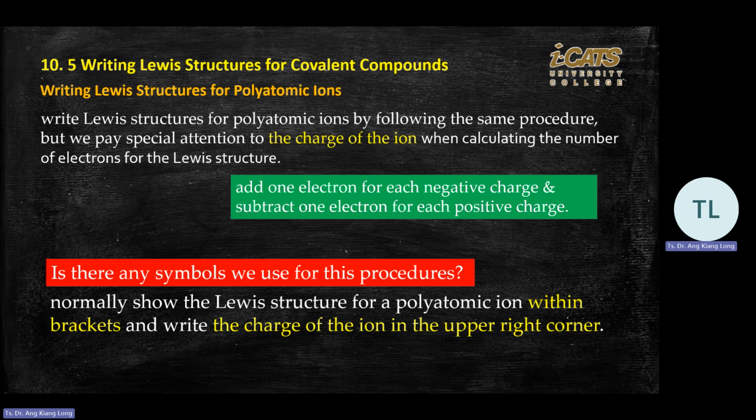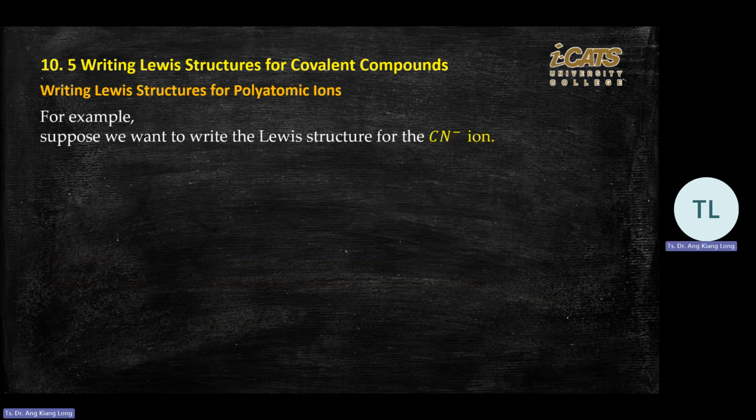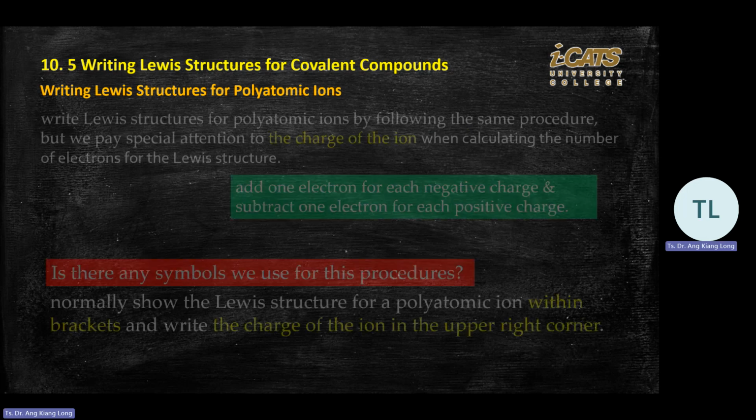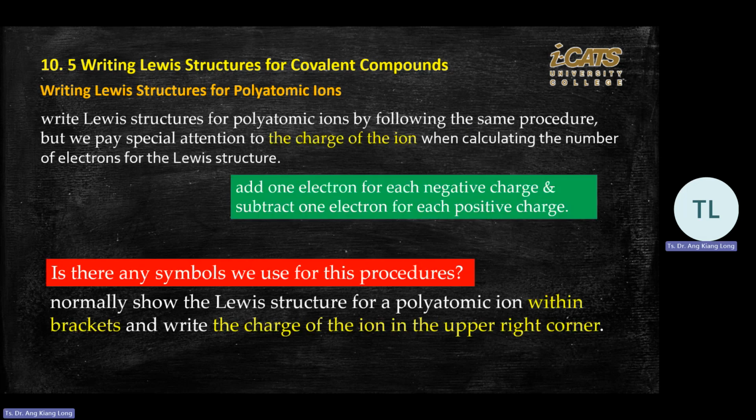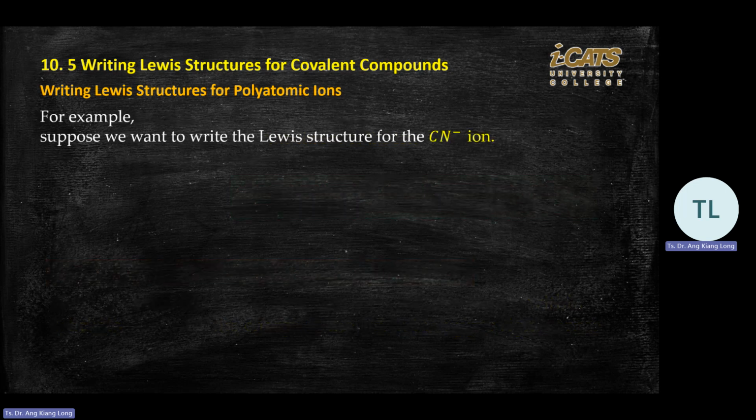Here it's just a highlight. I did explain on the whiteboard just now. Is there any symbol we use for ions? Yes, we use brackets to represent. This red color one is the final answer, and you need to use the bracket to represent it. So let's repeat the same procedure for the CN minus ion. Still the same. First step, you go to the periodic table, find carbon, which is group 4. So you draw the element C, and then 4 dots.